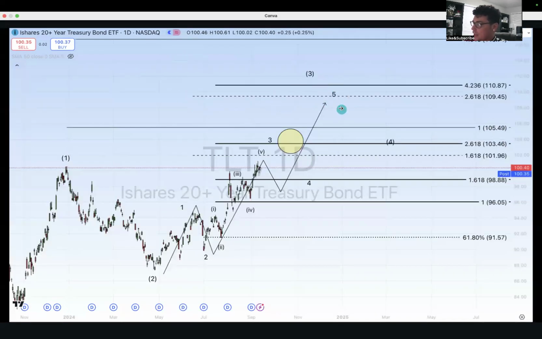Now, as far as the Elliott wave analysis goes, I've been mentioning that we're in the middle of a larger wave 3 right here. Okay. The market tends to move in 3-wave or 5-wave structures.